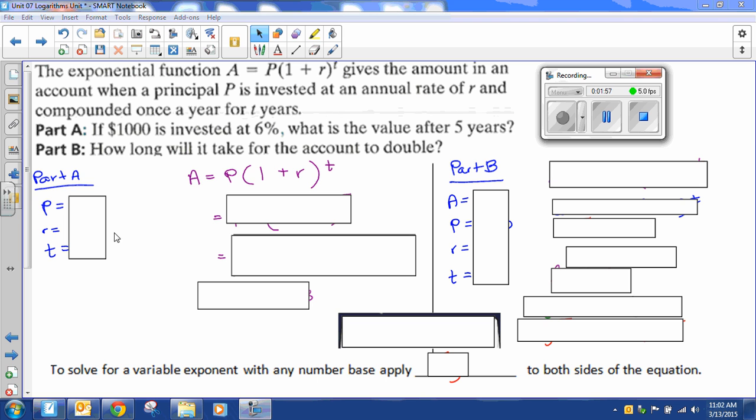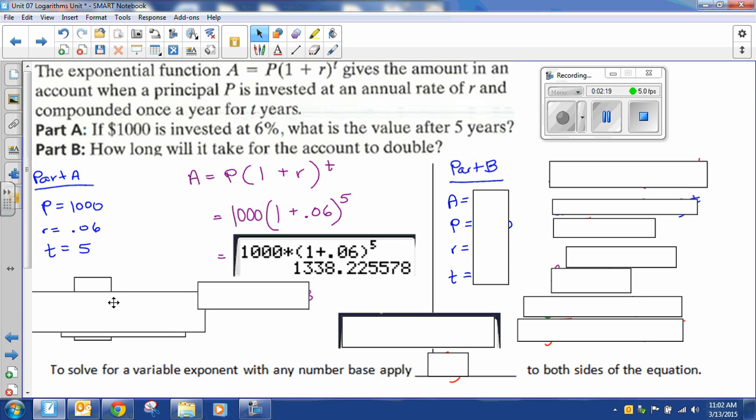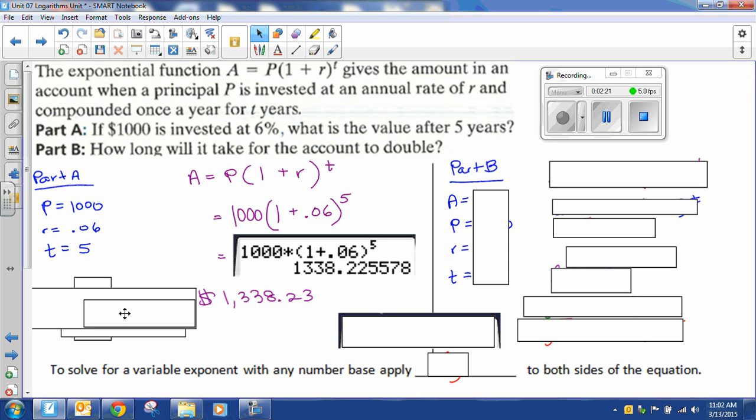So we had looked at this example previously, where you have $1,000 at 6% interest in the bank for 5 years. So we're going to use this formula here: $1,000 times 1 plus 0.06 to the 5th power. We plug everything into the calculator and end up with $1,338.23. Now, part B, you don't really know how to do yet. This is new for the lesson.